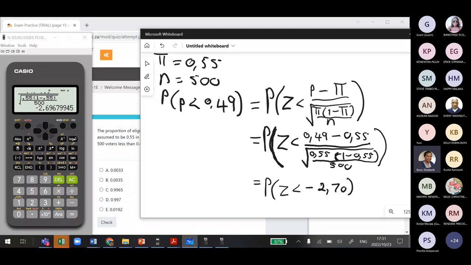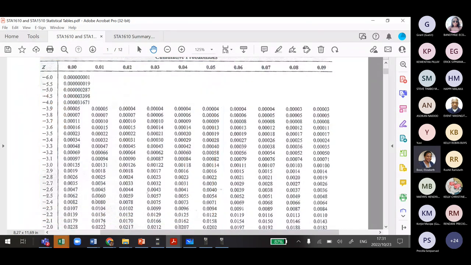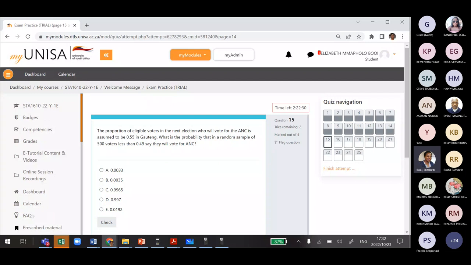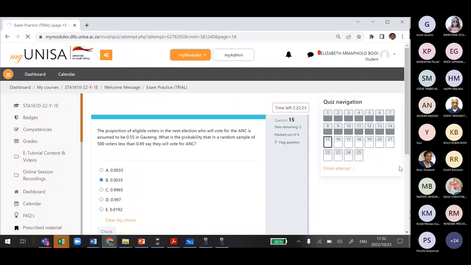So we need to go to the negative side of the table to find our answer. So the negative side, we're looking for 2.70. And the answer is 0.035. Is that what we will get? Because it's less than, always remember that: for the less than, the value you find on the table will be the probability that you are looking for.